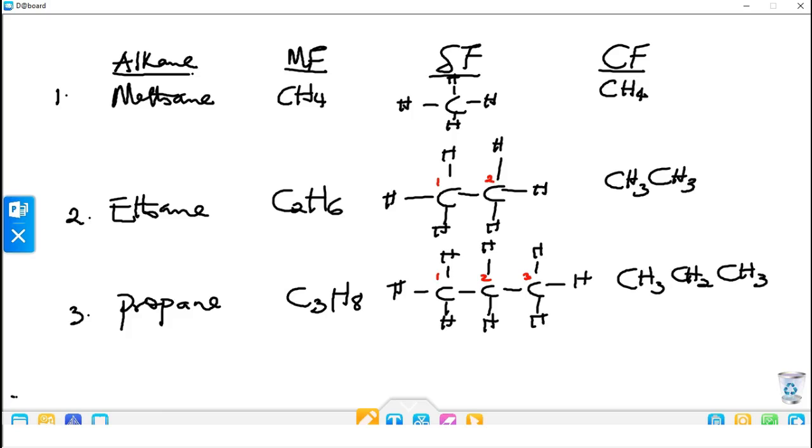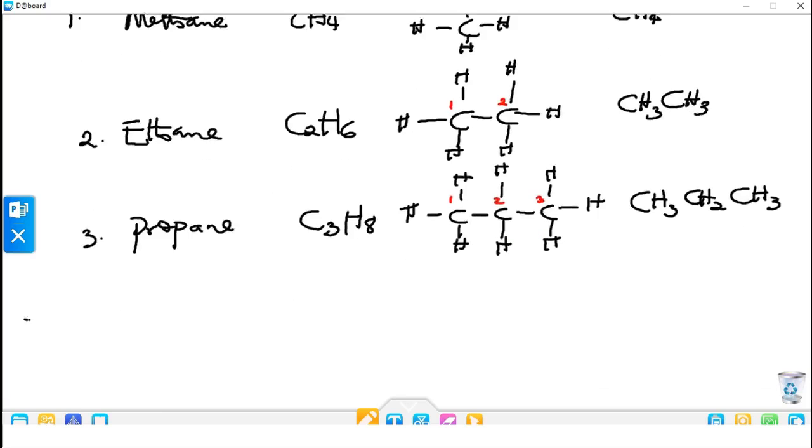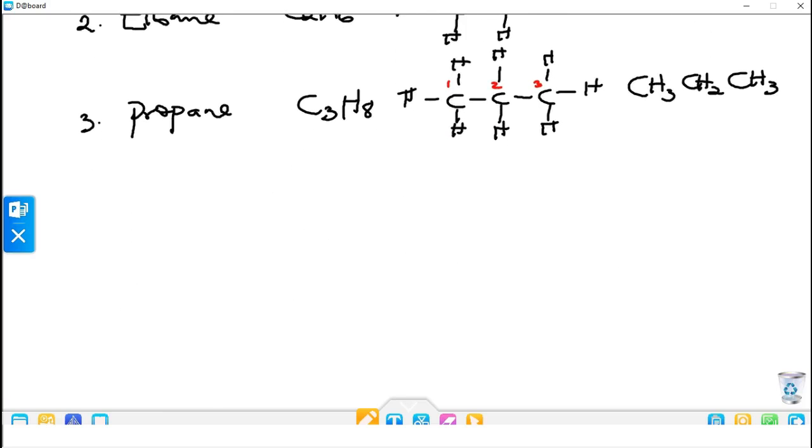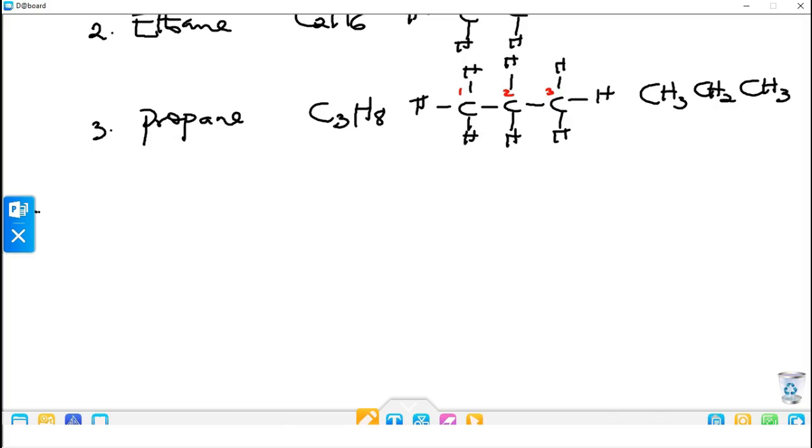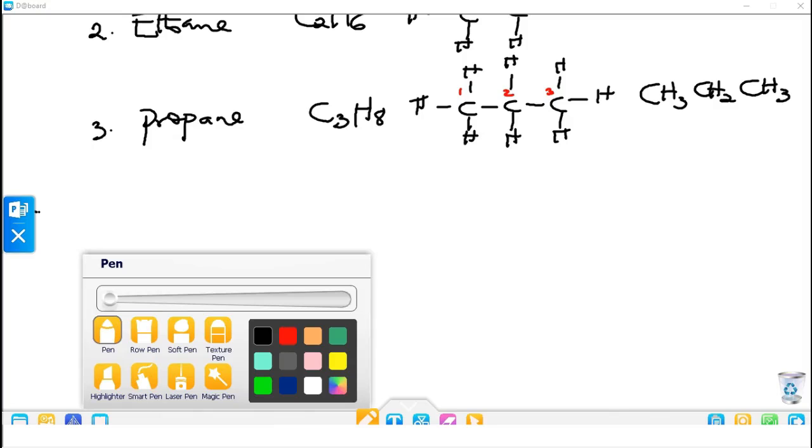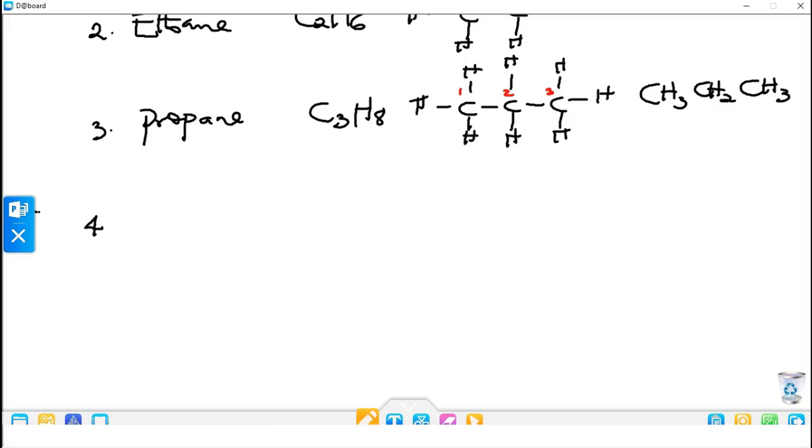Okay, I am going to do one more for you students, and then I believe you will be strong enough to do the others. So let us look at the fourth, which is butane. Butane is the 4th member in the alkane family, and it has the molecular formula C4H10.